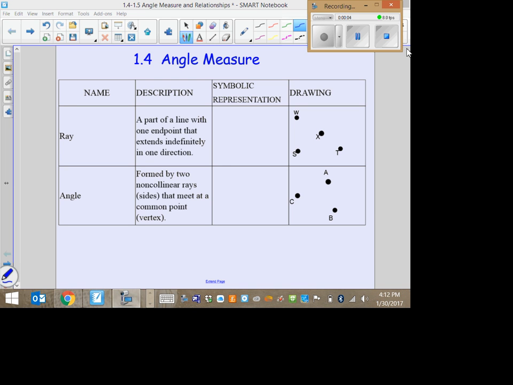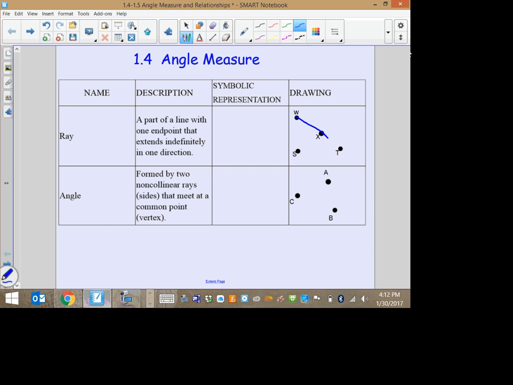Hello, in 1.4 we're going to be talking about rays and angles. So a ray is a part of a line with one endpoint that extends indefinitely in one direction. The difference between a ray and a line is that a ray extends only in one direction indefinitely, whereas a line extends in both directions indefinitely. So a ray has one endpoint and it extends from there.